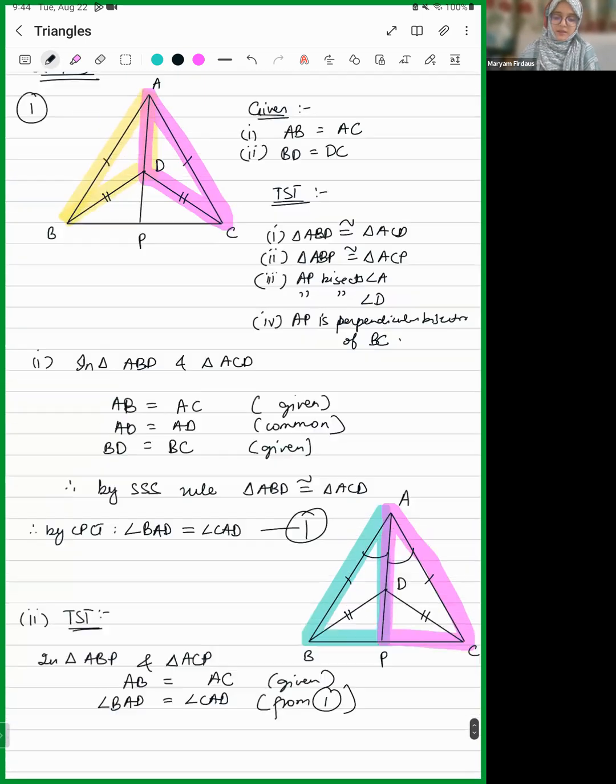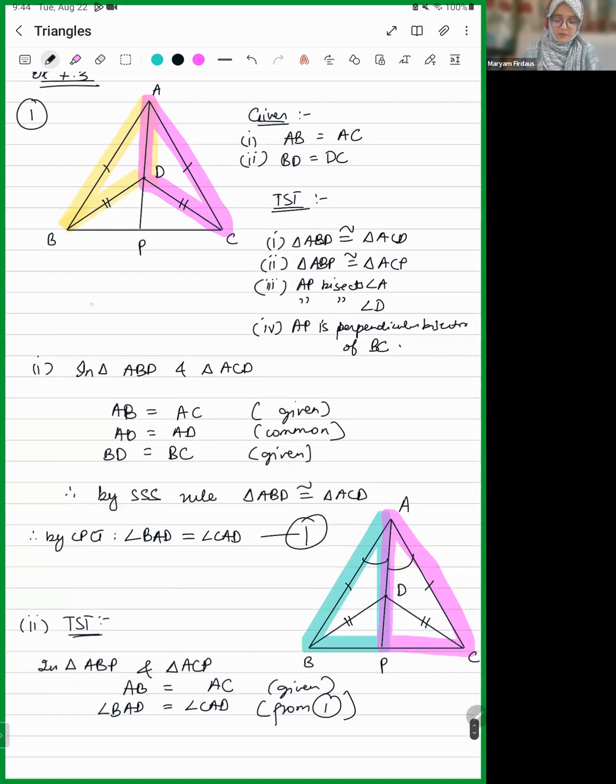Okay. Did you understand the first part, this one? That these two triangles are congruent. How did we show them as congruent? Did you understand? Okay. After showing them as congruent, we said by CPCT. Do you know what CPCT means? Abdul Jabbar.